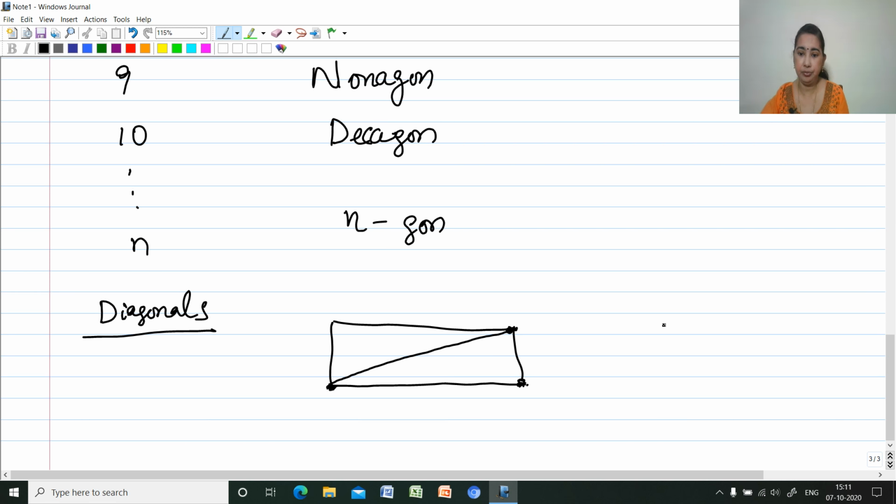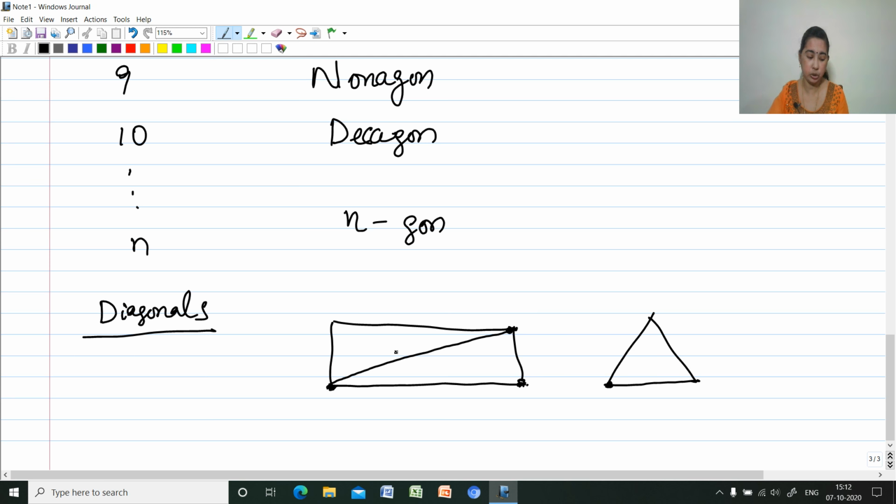And in the case of a triangle, can you say how many diagonals there will be? Will there be any diagonal for a triangle? There will not be any, because these two are adjacent vertices itself. We don't have any line to join two non-consecutive vertices. So that means a triangle will not have any diagonals. And what about a rectangle?